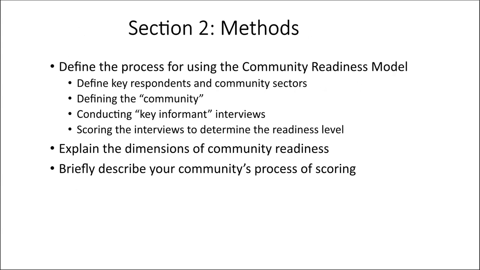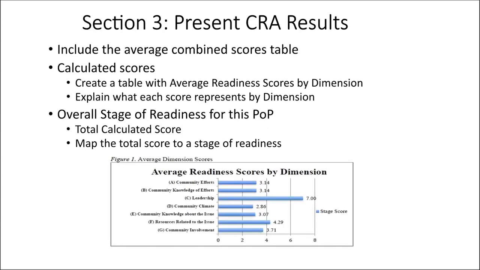Section 2 focuses on methods, and it's going to describe the process for using the community readiness model, defining your key respondents and community sectors. It'll talk a little bit about what you mean by community. It will talk about conducting key informant interviews and the scoring process to determine readiness levels. This section also will explain dimensions of community readiness and briefly describe your community's process of scoring.